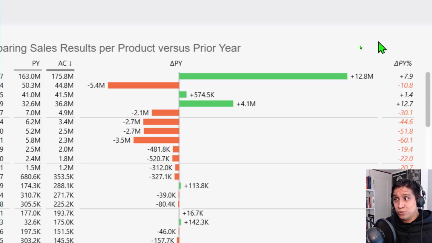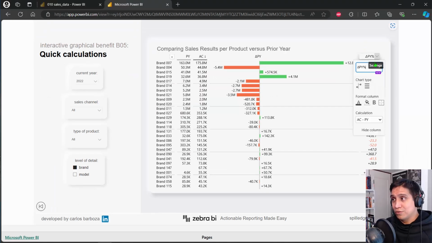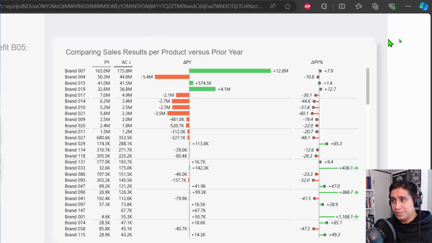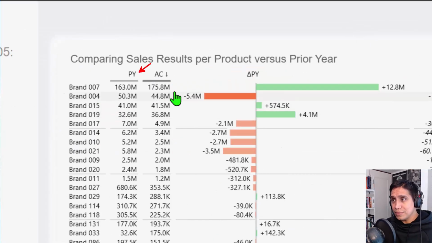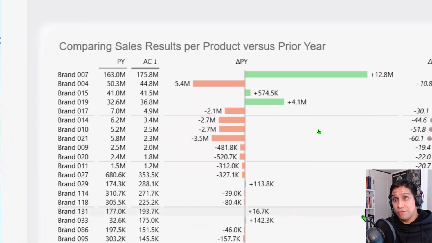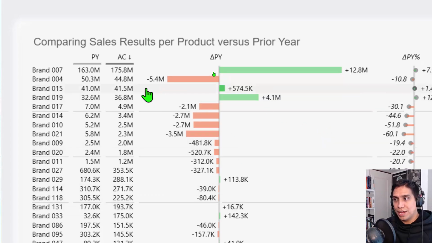What do I mean? Typically on Zebra BI tables, we have our basic four columns, which are the prior year, the actuals, the absolute variance, and the percentage variance as well, right here. But how about if we can add on the fly, instantly, a measure that tells us proportionally what the percentage value of that number is of the total sales of current year, of brand 7 compared to the total?